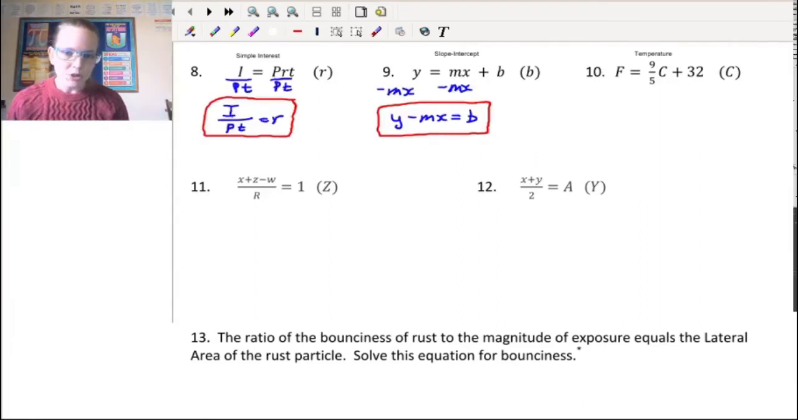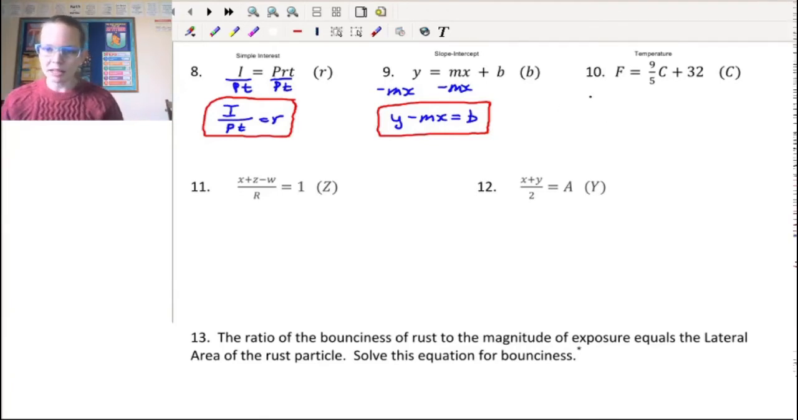All right, these ones are pretty straightforward. For number 8, the r is being multiplied by the p and the t, so I can actually divide them out at the same time. And I get I over pt. That's it, that's my total answer. For number 9, the b is being accompanied by this mx term, and it's a positive mx, so I'm going to move it to the other side by subtraction. So y minus mx equals b, and that's it.